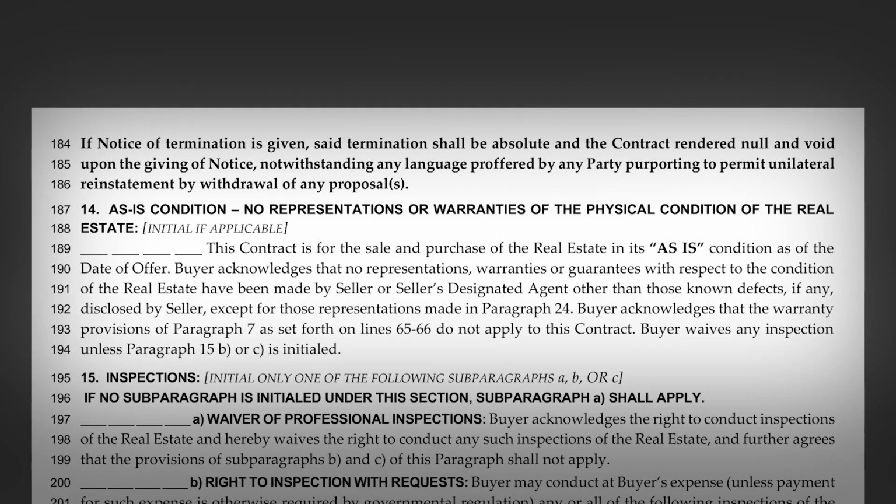Now we'll get into the bottom of page 4, top of page 5, paragraph 14, which is talking about as is condition. There are large changes here, but I'm just going to start. If you check the box or initial the box in 188, what this is doing is saying that this truly is as is, and you are not going to do any inspections. You're not entitled to do any inspections, okay? You are basically accepting it as is. That's what 14 is, okay?